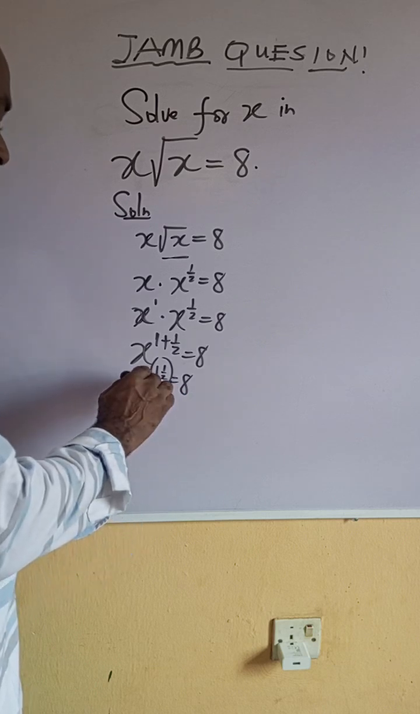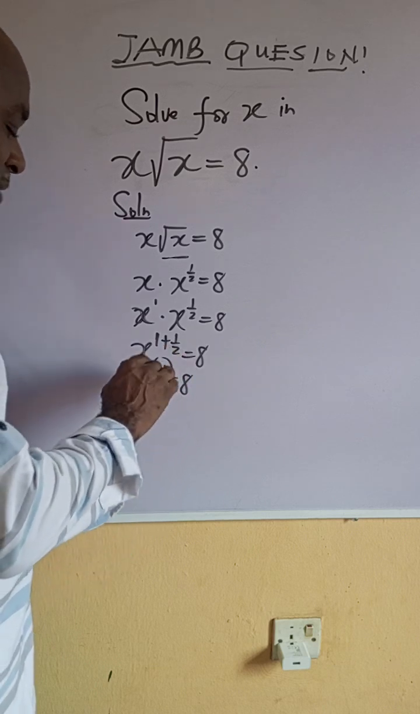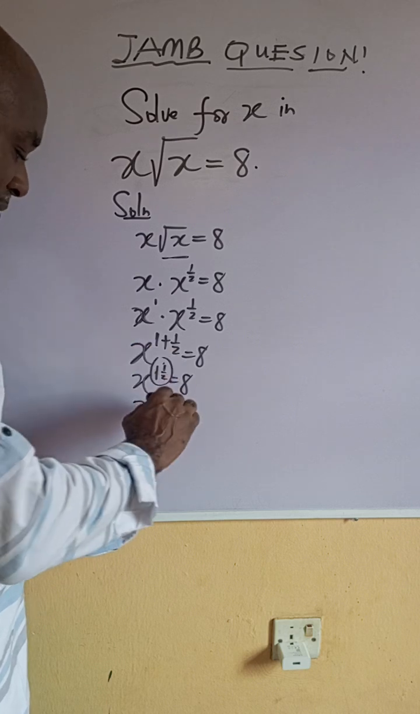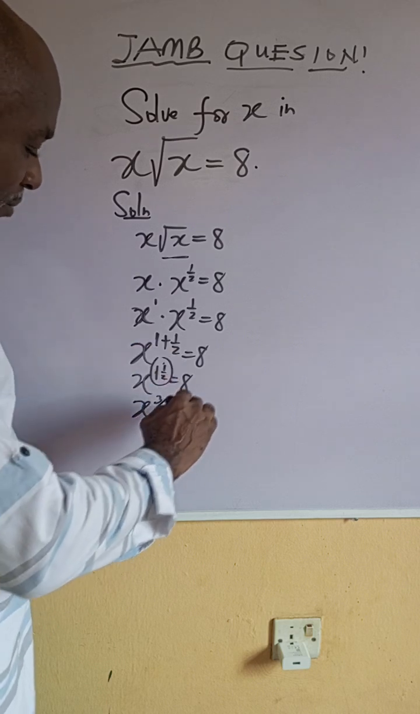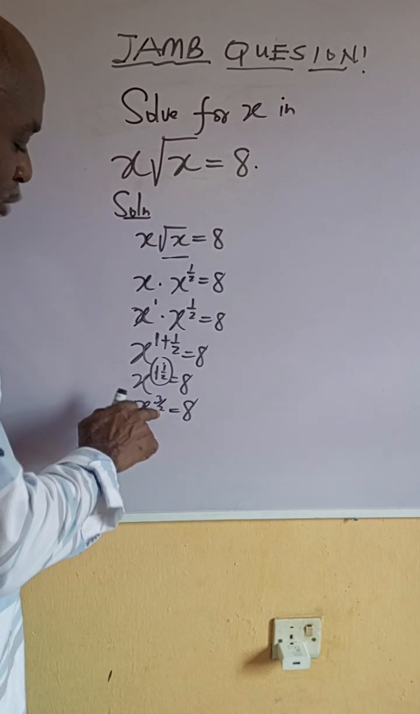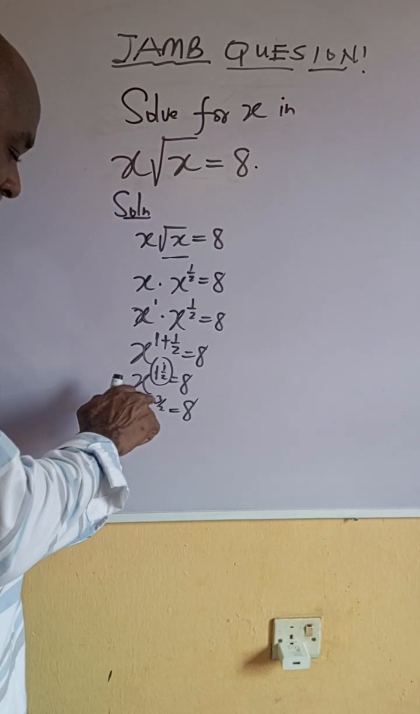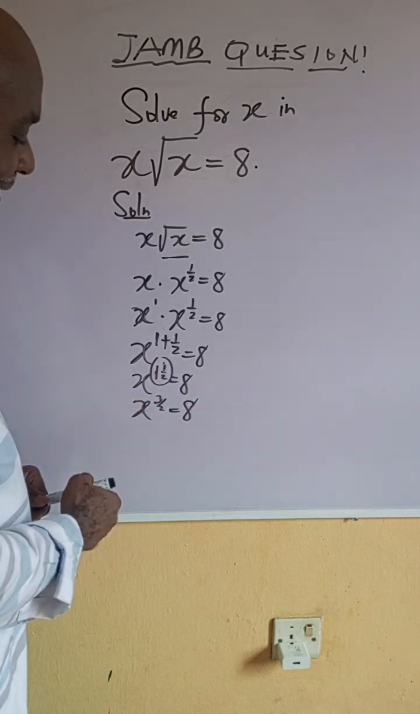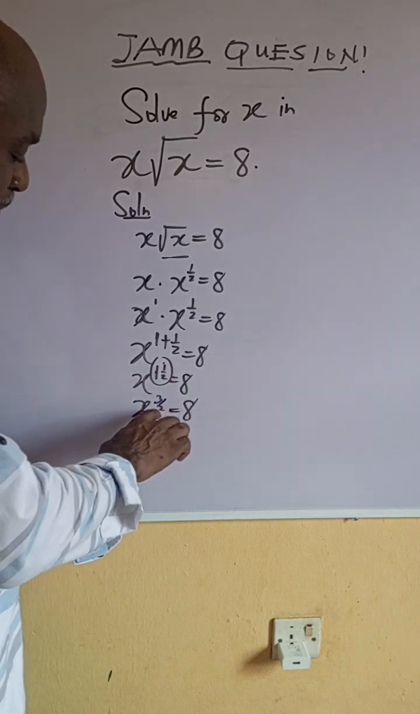We change this mixed fraction to improper fraction by saying 2 multiply 1, 1 plus 2, 3 over 2. So that's x raised to the power 3 over 2 equals 8. Now, we shall look for a way to remove this exponent here, the 3 over 2. How do we do that? By introducing the multiplicative inverse.